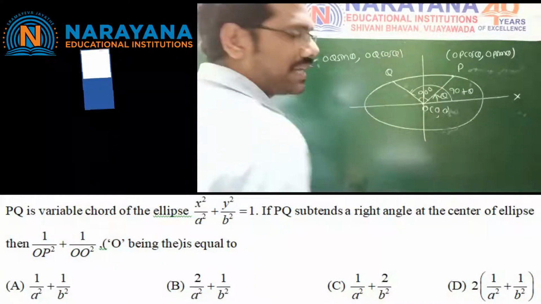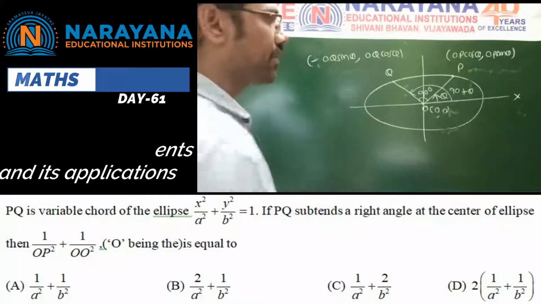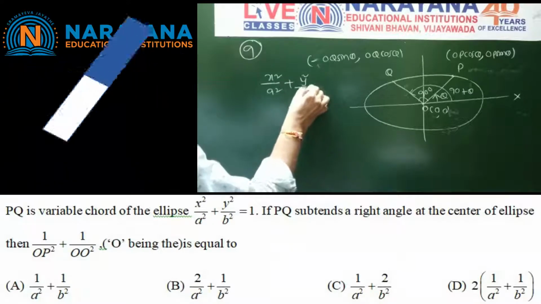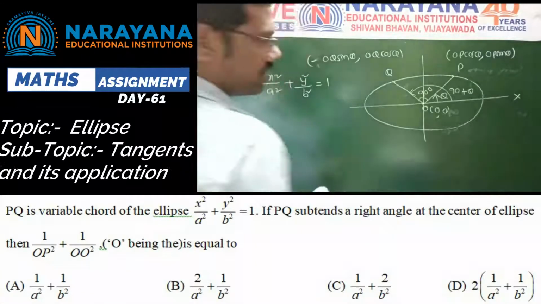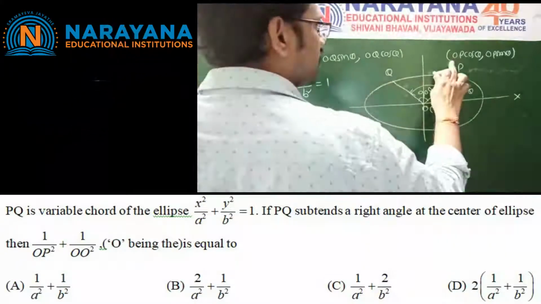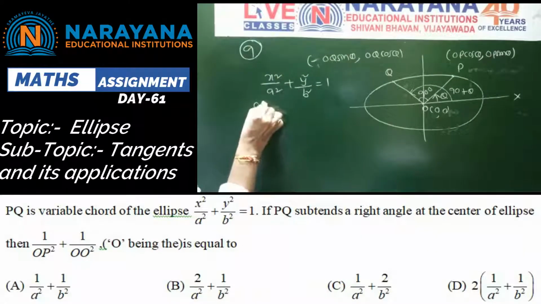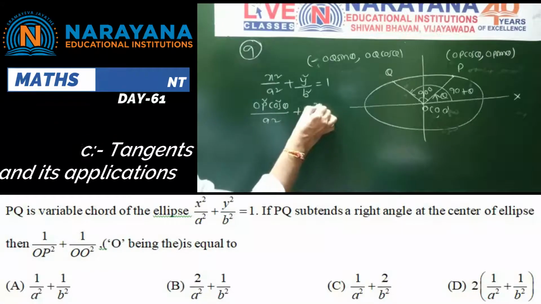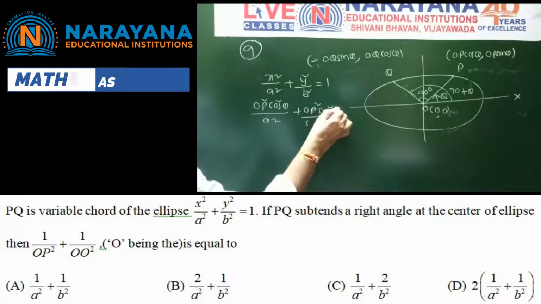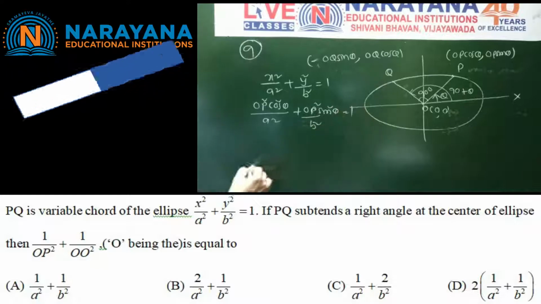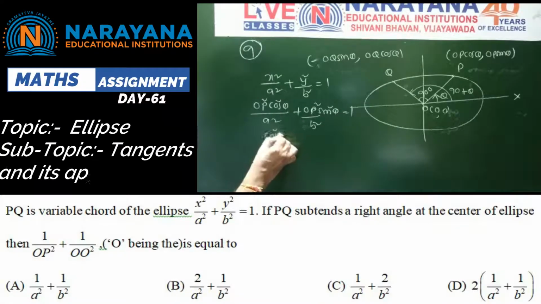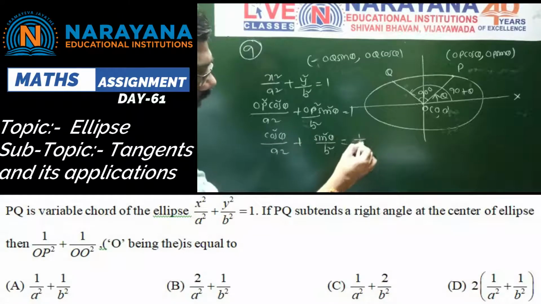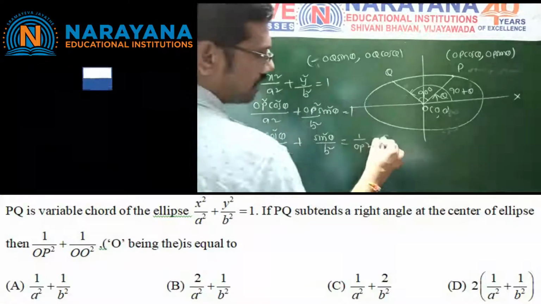Here the points P and Q lie on the ellipse x square by a square plus y square by b square is equal to 1. So both points P and Q should satisfy the ellipse equation. Substituting the point P, x is OP cos theta, so OP square cos square theta by a square plus OP square sin square theta by b square is equal to 1. That is, cos square theta by a square plus sin square theta by b square is equal to 1 by OP square. This is called equation 1.